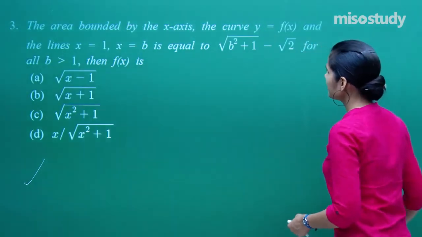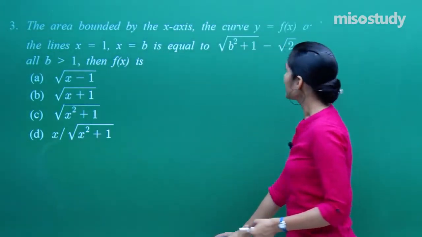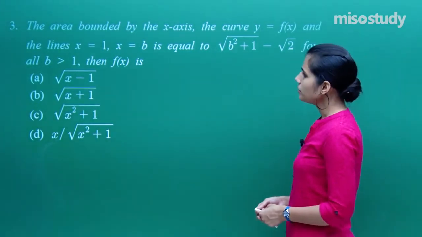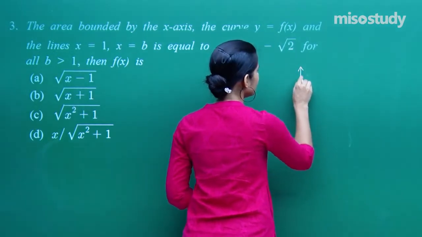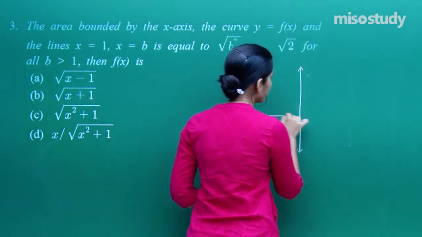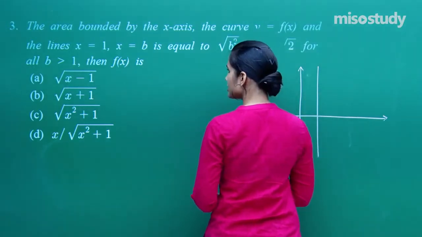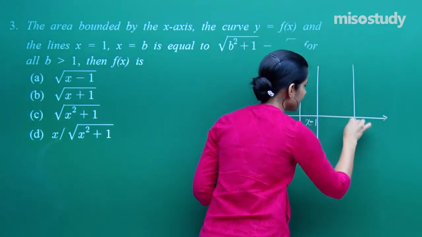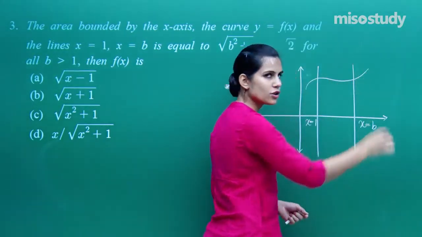Third question is that the area bounded by the x-axis, the curve y equals f(x), and the lines x equals 1 and x equals b is equal to this, for all b greater than 1. Then what is the value of f? So you need to find the function f. A rough figure: say this is x equals 1, and because b is greater than 1, this is x equals b. Somewhere here is your function f.